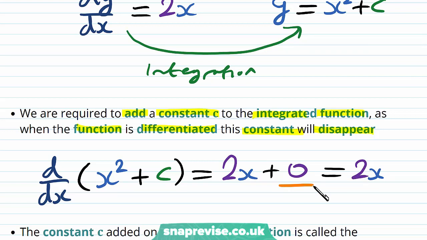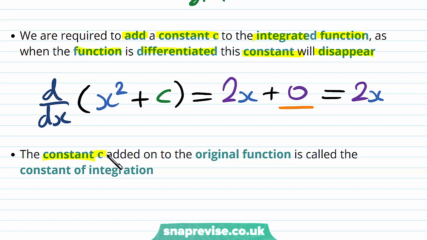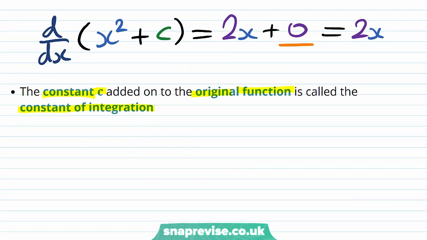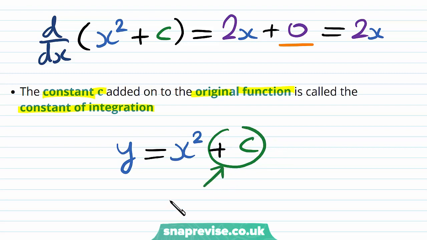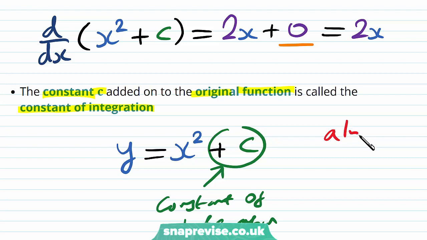It differentiates to 0, and therefore we have to have a general constant c because we couldn't know possibly what constant it was originally. The constant c added onto the original function is often called the constant of integration. Whenever we integrate some function and get, say, like we had before, y is equal to x squared plus c, this plus c is called the constant of integration, and whenever we're integrating, we always need to have a plus c.